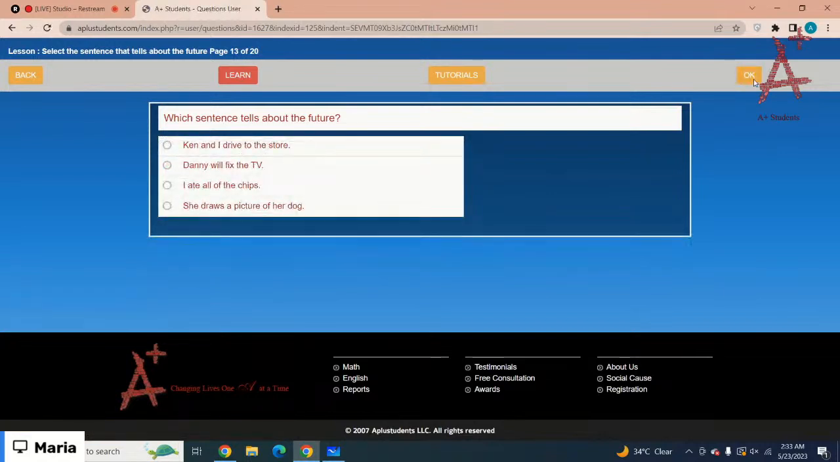Which sentence tells about the future? Ken and I drive to the store. Danny will fix the TV. I ate all the chips. She draws a picture of her dog. So, which is the correct option? It would be Danny will fix the TV.